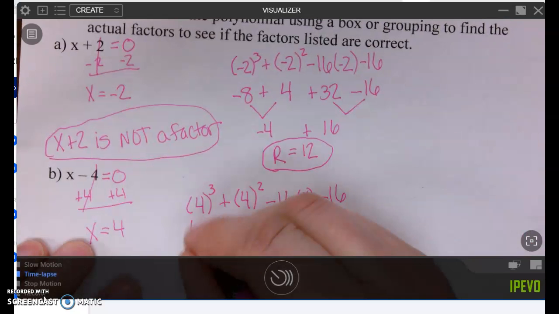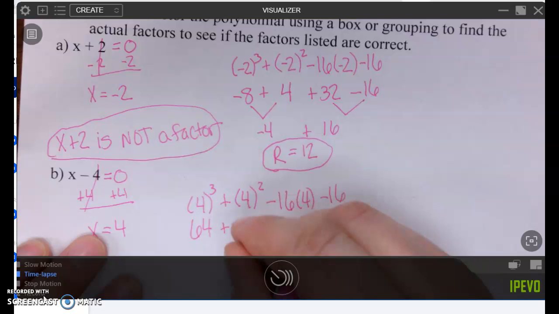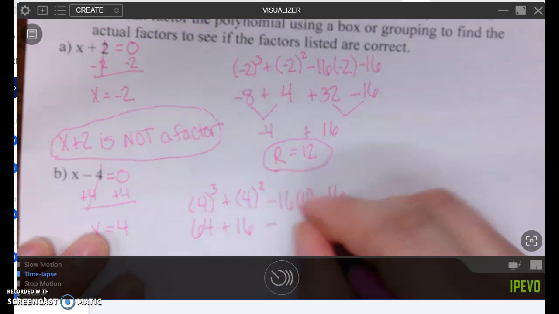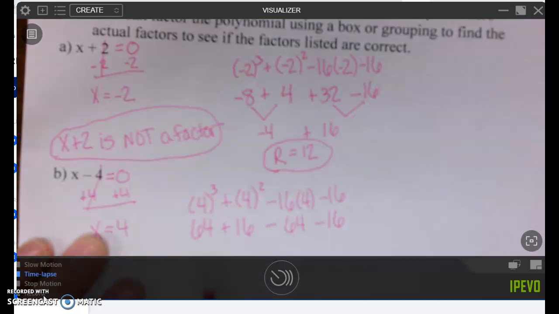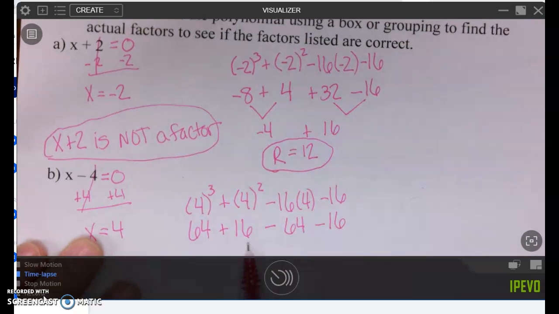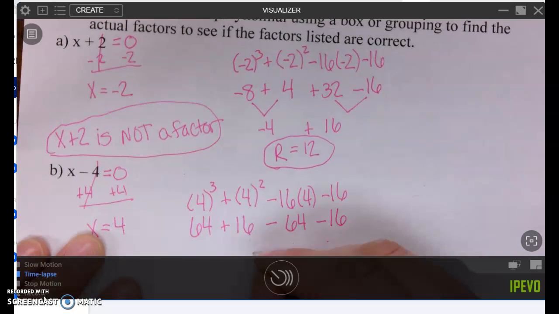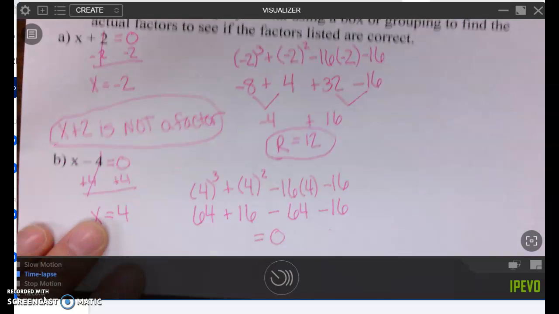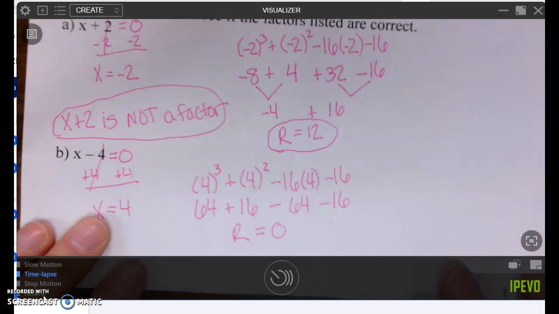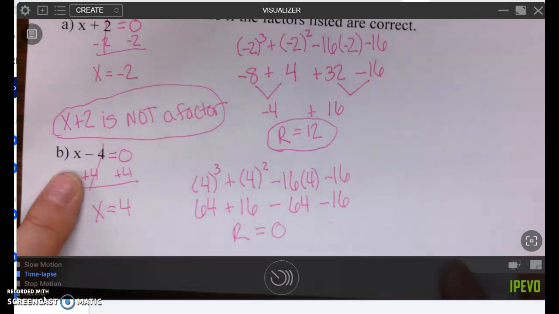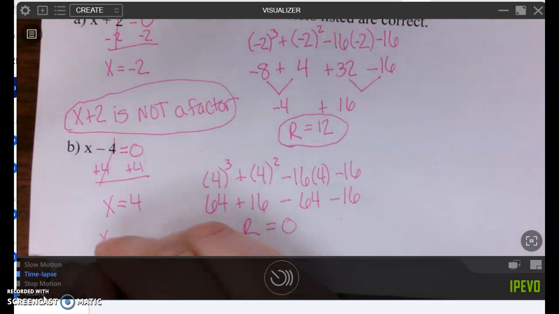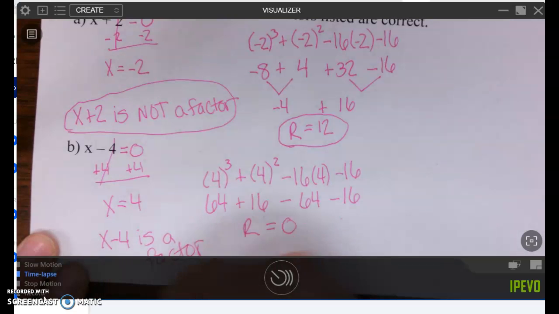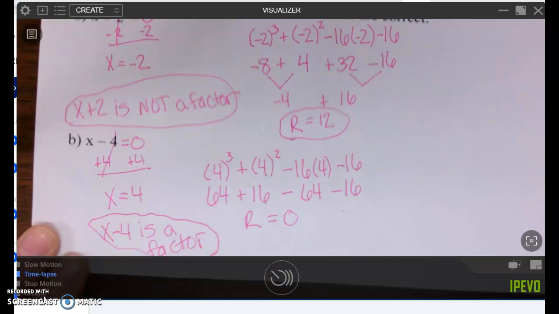So 4 to the 3rd is 64, plus 4 squared is 16. Then I have minus 16 times 4, that's minus 64, minus 16. Alright, so the 64 and the negative 64 will cancel out. The 16 and the negative 16 will also cancel out. This gives me 0, which remember, this will tell you your remainder. So my remainder would be 0. So if I were to divide x minus 4 into the original polynomial, there would be nothing left over. And so x minus 4 is a factor of the polynomial.